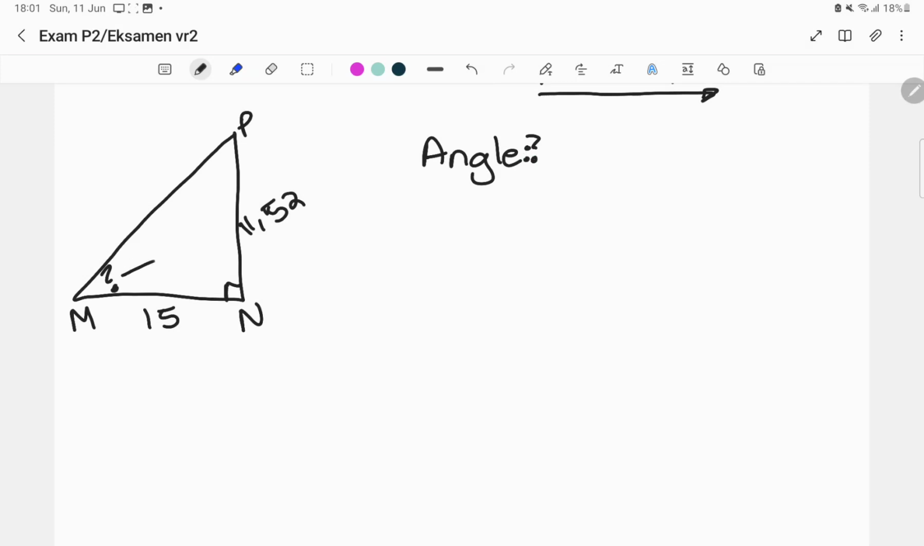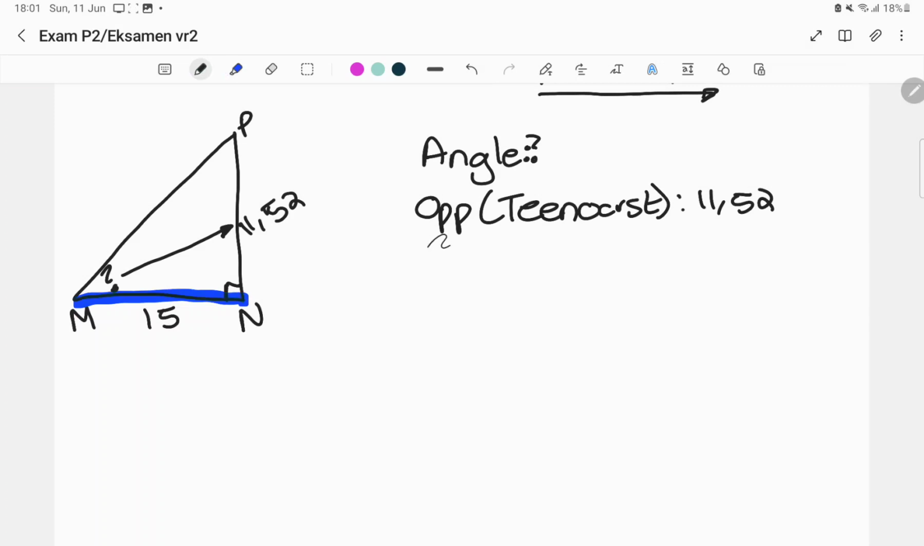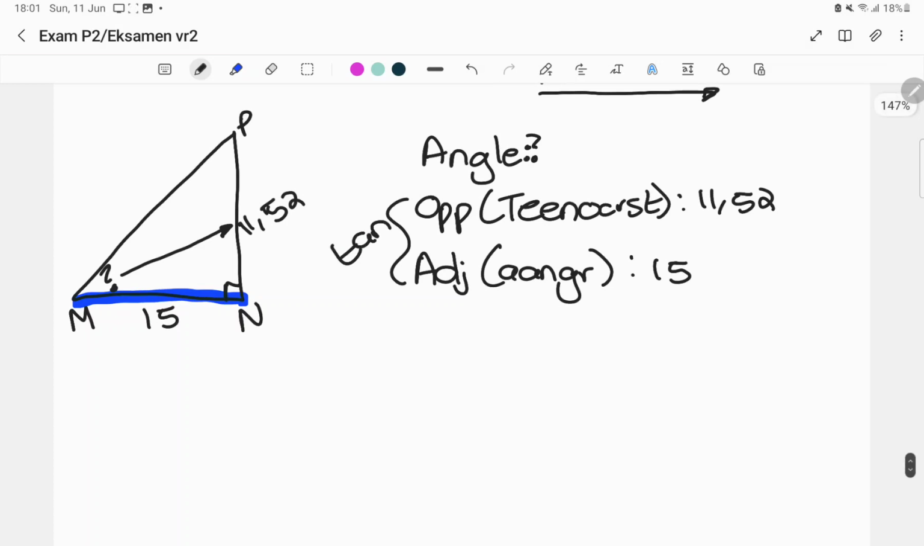Then from my angle, I have my opposite side, my teenoorstaande side, which is 11,52. And I have my side that is touching, and we call that your adjacent. Ek het die sy ook wat aan hom raak, wat my aangrensende sy is. So dit is 15. Right, so which two ratios am I working with now? Opposite and adjacent is still tan. Alright, so tan theta is equal to my opposite over my adjacent.